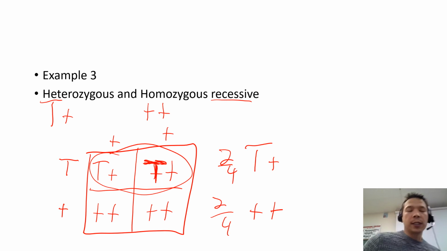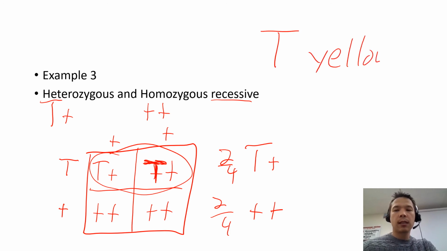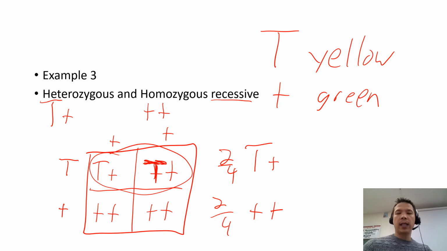So it didn't really say what the trait was. If the trait said something like, I don't know, yellow, say if big T meant yellow peas and little t meant green, right? Then 50% of our plants are going to be making yellow peas, and 50% of our plants are going to be making green peas. Okay. So, anyways, that is kind of how we do Punnett squares. So hopefully you're ready to figure out your worksheet.